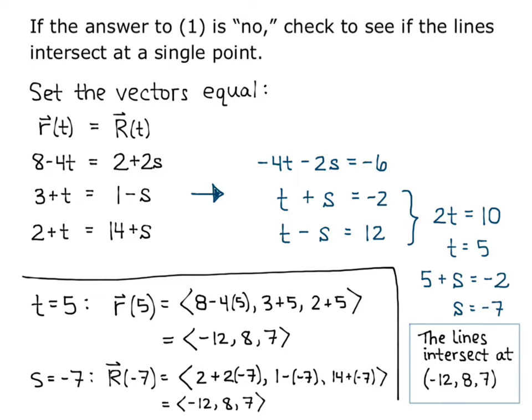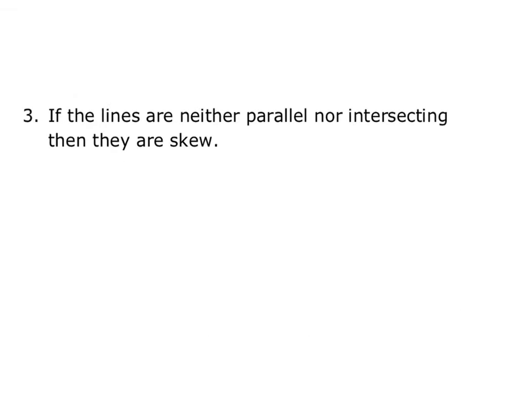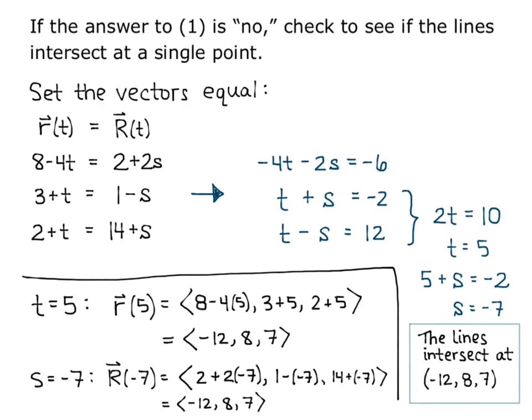So I'm basically done with this problem. However, if I had gotten a non-intersecting answer for this, then if the lines are neither parallel nor intersecting, then they're skew. So it's skew by default if you cannot find a solution to parallel or intersecting. Now again, let me go back to the previous screen. So again, you set up your system of equations by setting the two vectors equal, and if you're familiar with matrix operations, just put that system of equations into a matrix and row reduce, and you'll have your point of intersection.